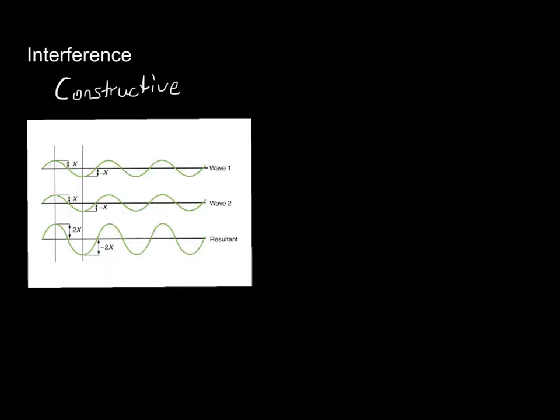What happens during superposition is that you get what's called interference. So interference is really sort of the result of what happens when those two waves add together. We can have two types of interference. The first type is constructive, and looks something like this. So here's wave 1, here's wave 2.